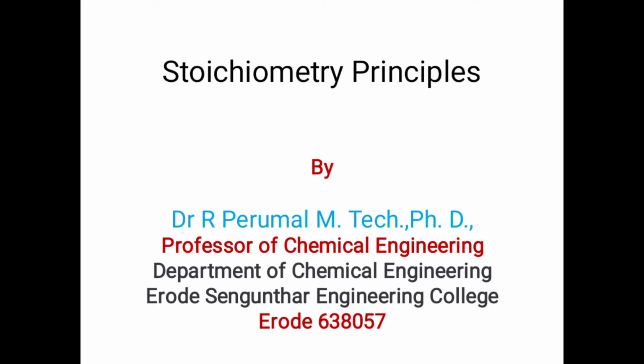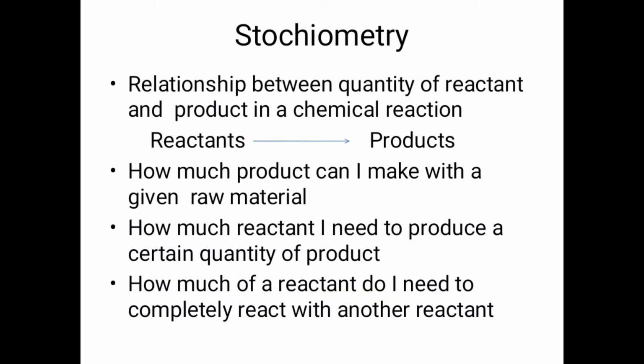So in order to calculate this quantity of raw material, one should write the stoichiometry equation, for which the stoichiometric principles is very essential. So stoichiometry principles plays a vital role in determining the quantity of raw material and product to be handled. The relationship between quantity of reactant and product in a chemical reaction is described by the stoichiometry equation. It says reactants gives products. This is called a process.